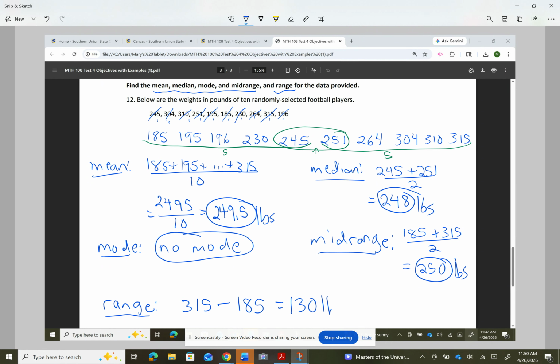Now, there's other measures of dispersion, like standard deviation, that you learn about if you do more with statistics. But that's all you're responsible for there. So for the in-class part of the test, make sure you know how to do those: mean, median, and mode, and mid-range. Also range.